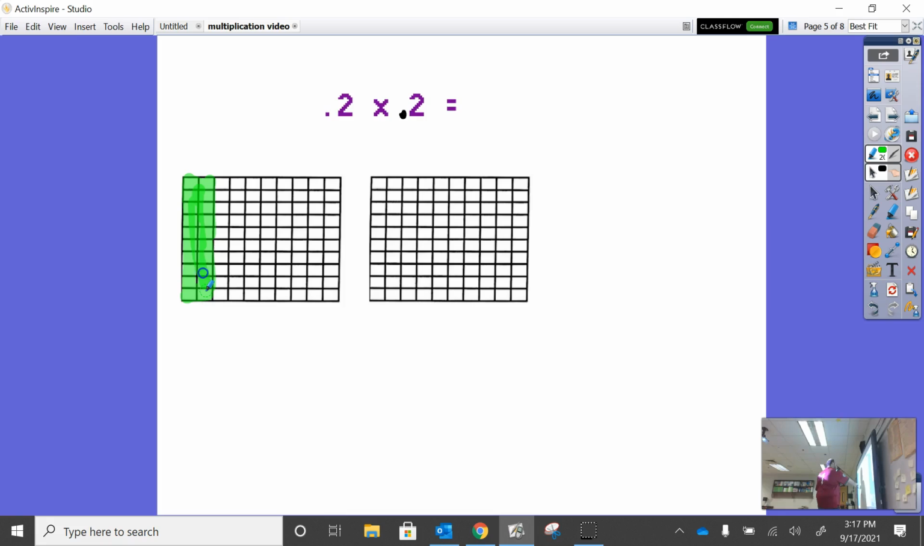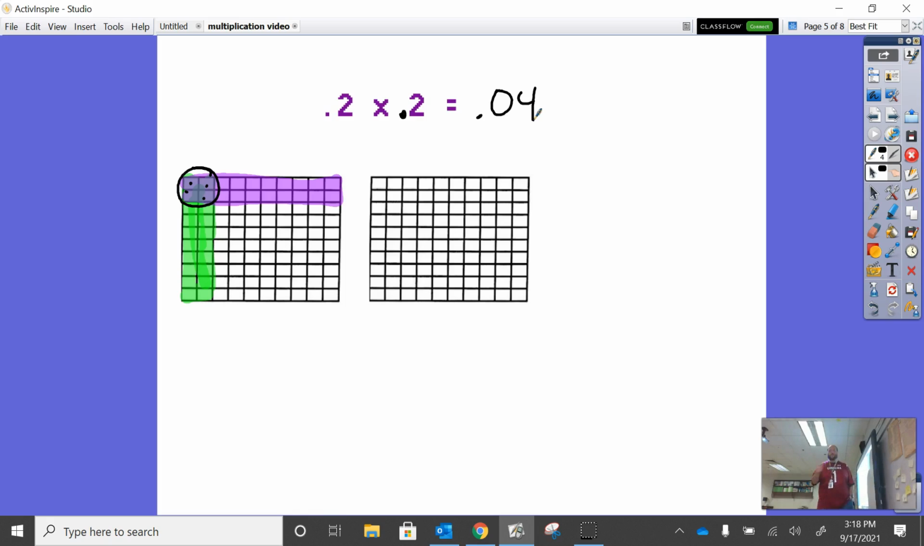So I shade in that first 2/10. Now you're going to grab another color again. Go with purple this time. I'm going to shade in the top 2 rows of 2/10. Then to get your answer, with modeling, you're going to count where they overlap, which is right there. That is 1, 2, 3, 4 hundredths. So 2/10 times 2/10 is 4 hundredths.